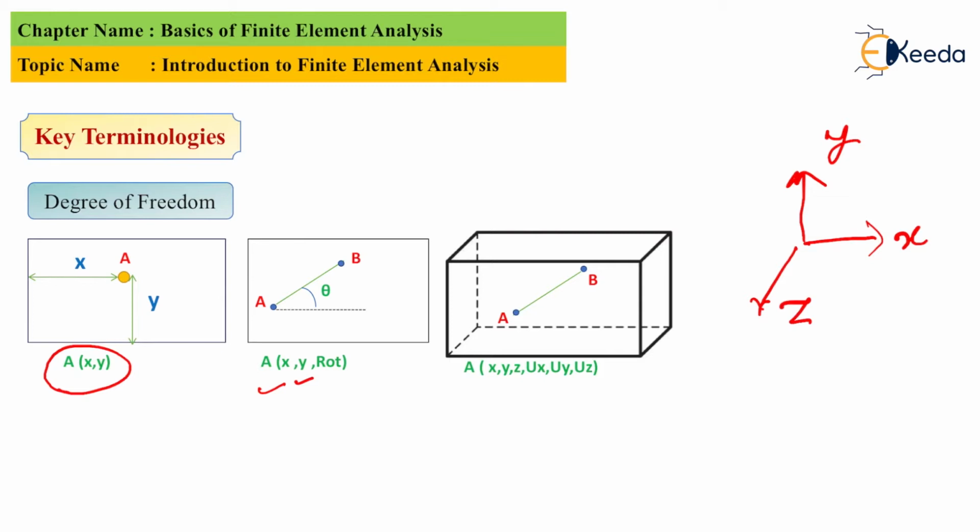Now, in order to define the coordinate of point A, I can say that we have six coordinates, which are x, y, z. x, y, and z is nothing but the translation motion. Ux, Uy, and Uz are the rotations in which the point A can rotate from point A to point B in x, y, as well as z axis respectively. Hence, let's look into the degrees of freedom.